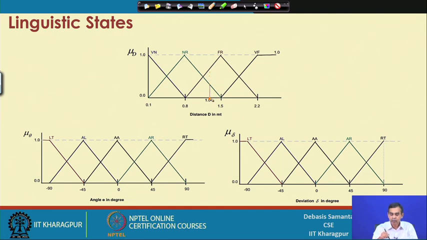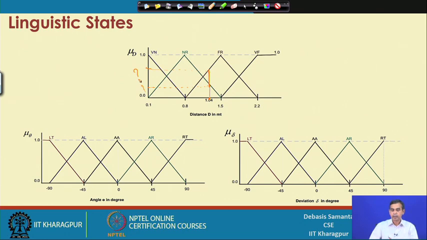Now, first, 1.04 being the distance, if it belongs to fuzzy state Nr, then the membership value can be decided by this. That means, the membership value is this one. So, we have to calculate what is the value of this one. Similarly, if we consider the Fr fuzzy state, the distance also belongs to the Fr fuzzy state, then this is the membership value, this one.